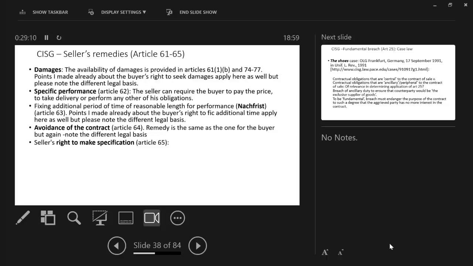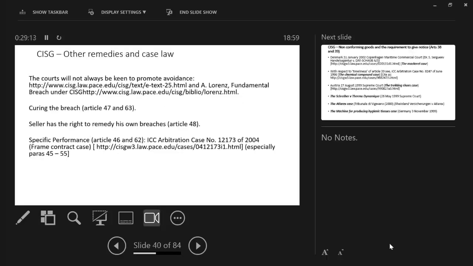Seller's remedies: damages, specific performance, obligations. Okay.